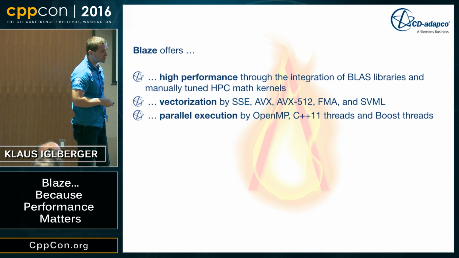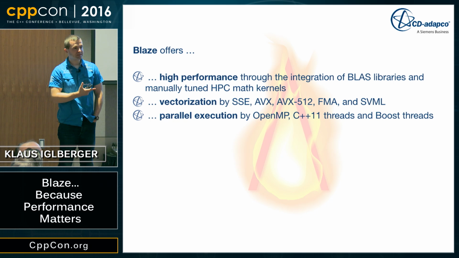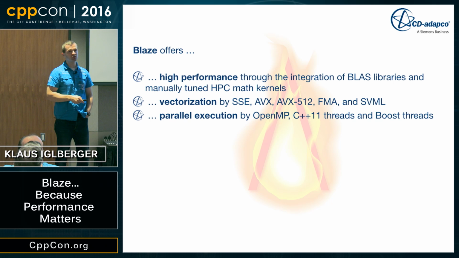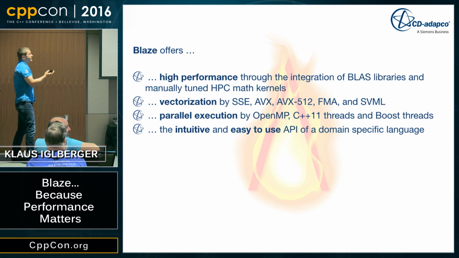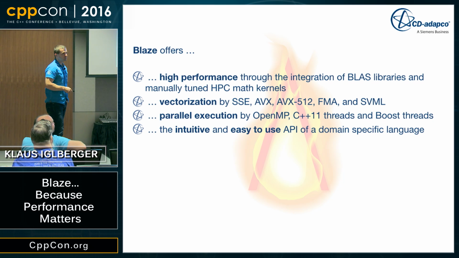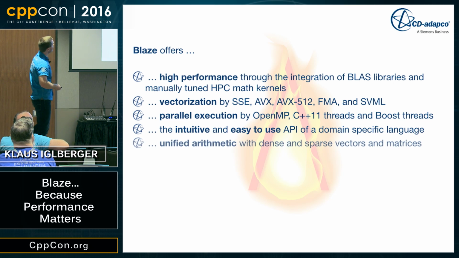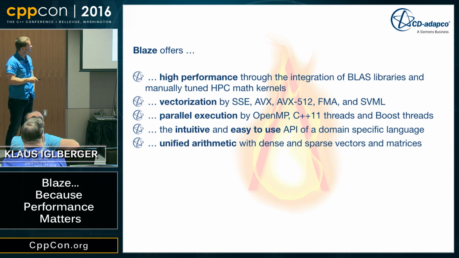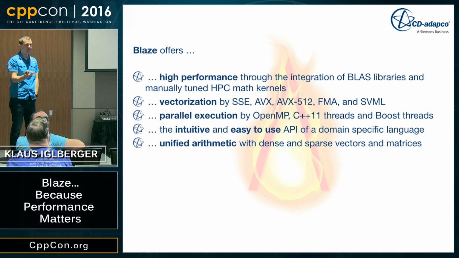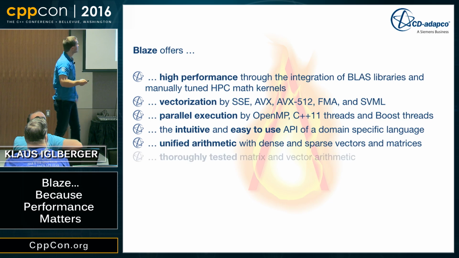It provides parallel execution by OpenMP, C++11 threads and also Boost threads. So you can choose whatever you have available. It provides, hopefully, a very intuitive and easy API, similar to a domain-specific language. You just use it as you think it should be used, and it probably works. It provides unified arithmetic, as I mentioned already: dense and sparse vectors and matrices, and you can combine them. You have a sparse matrix and a dense matrix, you can multiply them, no problem.